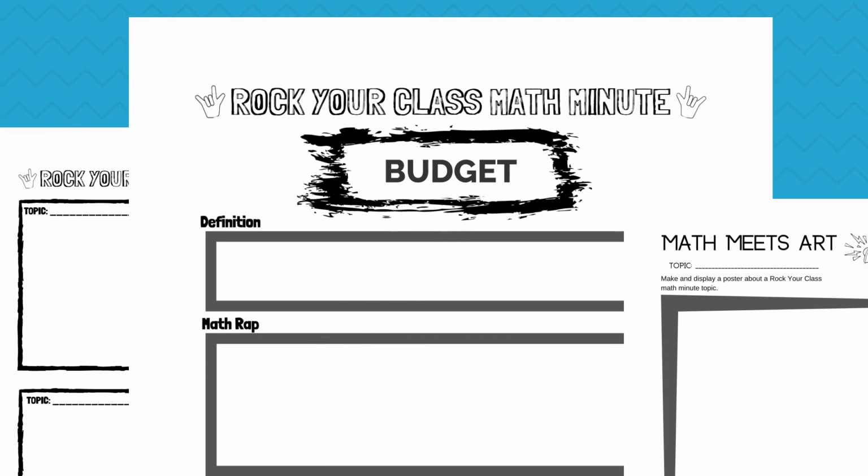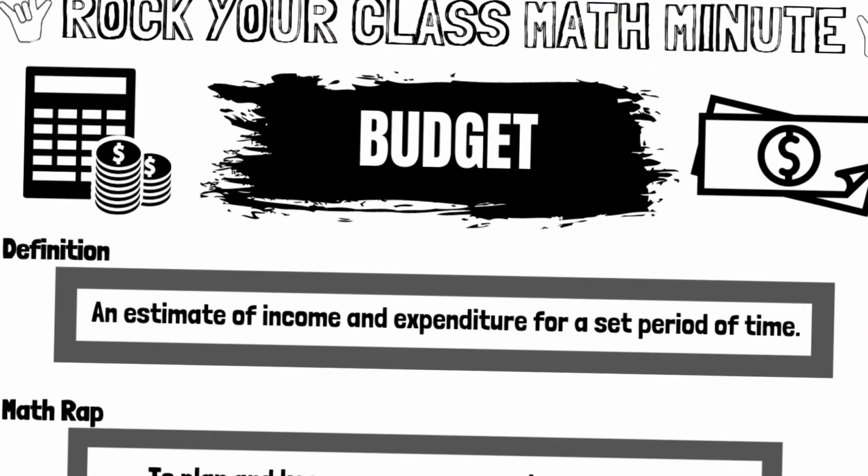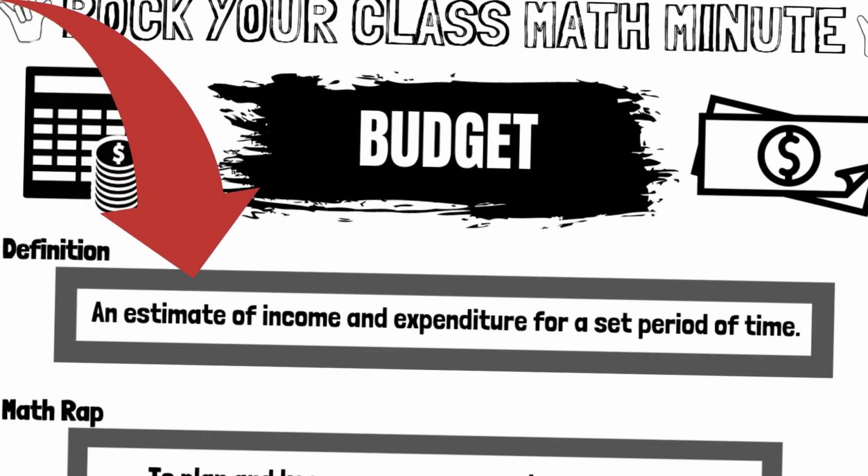Budget. What does the dictionary say? An estimate of income and expenditure for a set period of time.